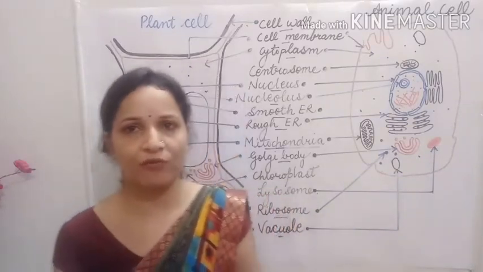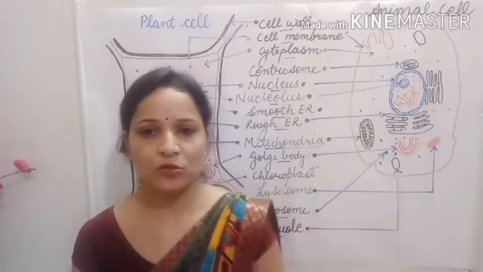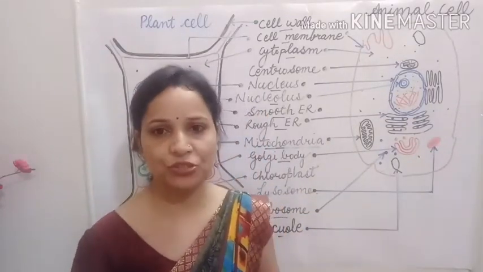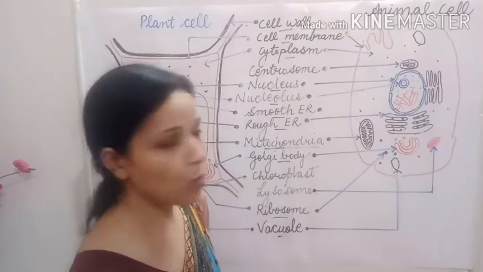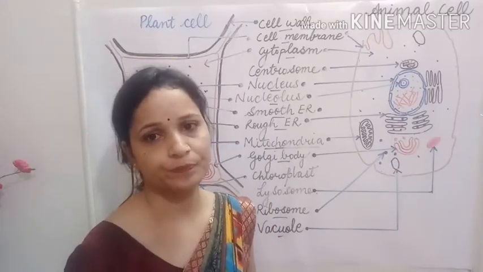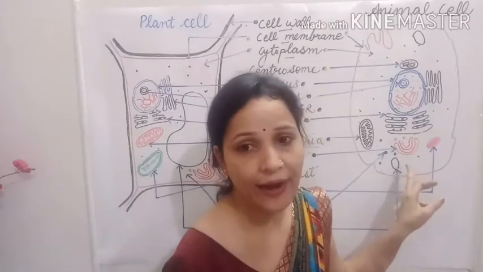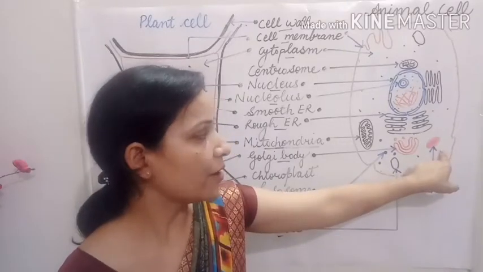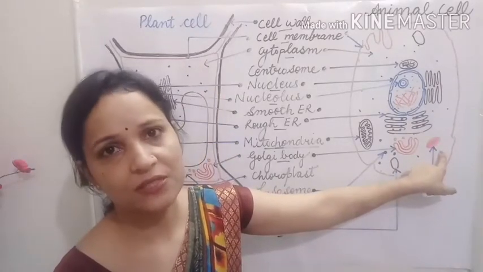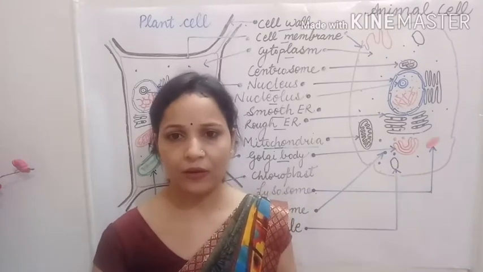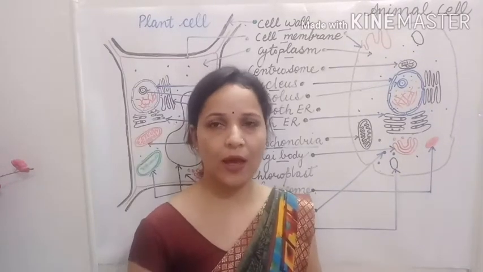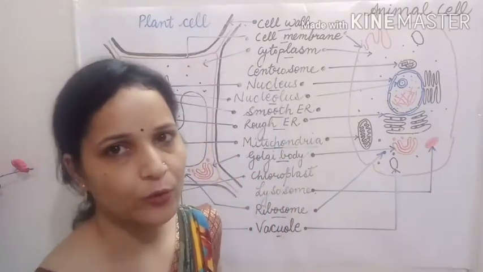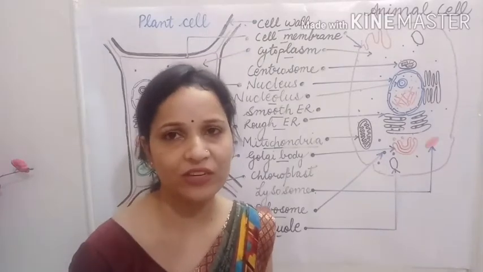Now, what is the function of lysosomes? Lysosomes protect the cell by engulfing harmful bacteria and other unwanted particles. They digest old and worn out organelles of the cell. That's why lysosomes are known as suicidal bag of the cell. Why are they called suicidal bag? Because they digest old and worn out organelles of the cell. That's why they are known as suicidal bag of the cell.